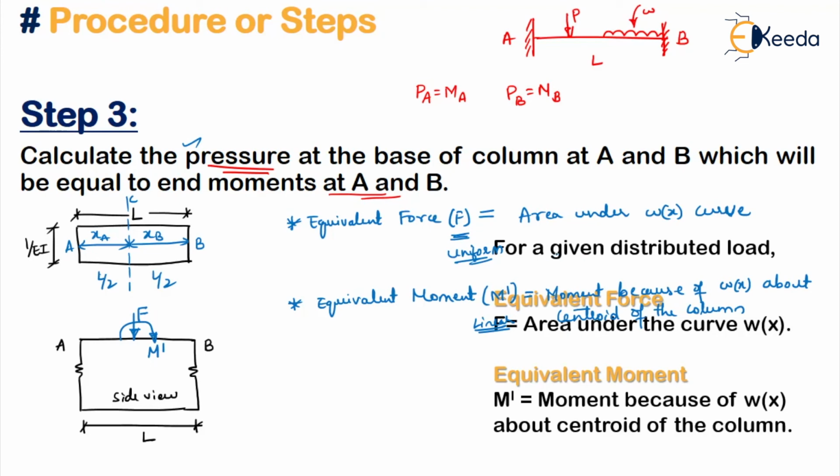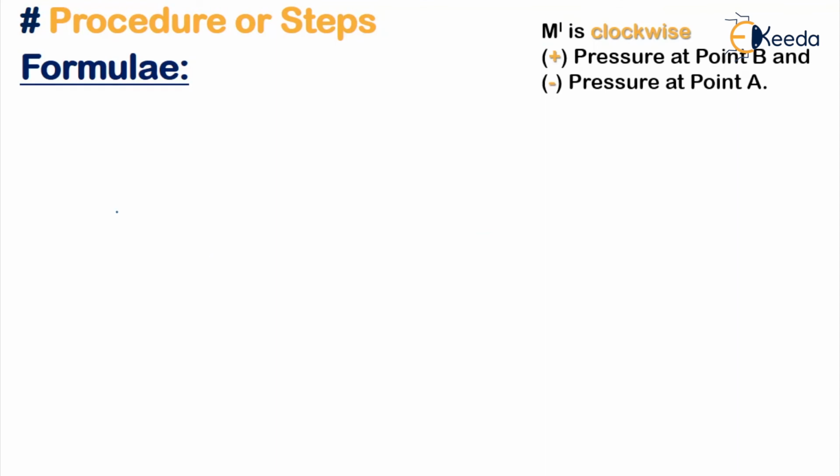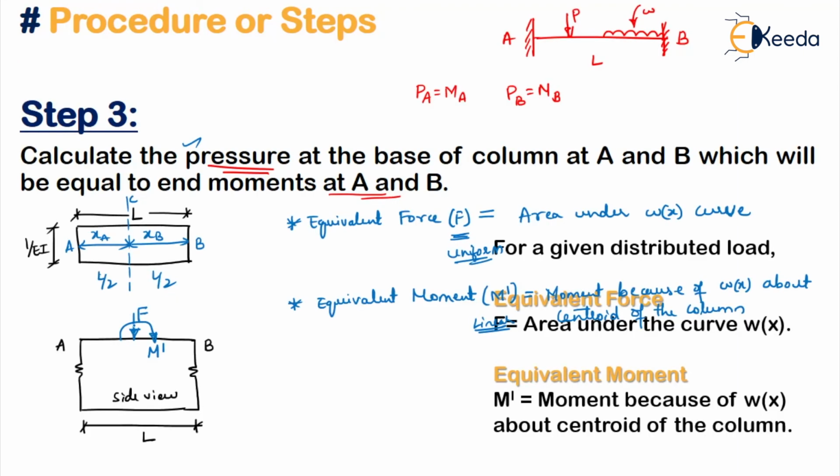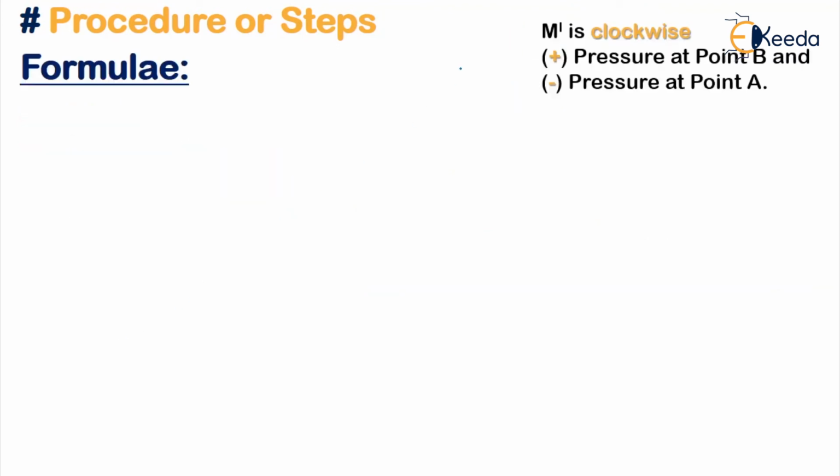See, same thing, whatever I have written here, we have displayed it here. Equivalent force is F, that is the area under the curve Wx, and equivalent moment is m dash, which is the moment because of Wx about the centroid of the column. Okay. So if we want to write the formula, what is the formula? In this particular case, if you observe, this is in clockwise direction, right? So the pressure at B will be positive and the pressure at A will be negative. If it reverses, the values also will reverse. So if m dash is clockwise, plus pressure at point B and minus pressure at point A.